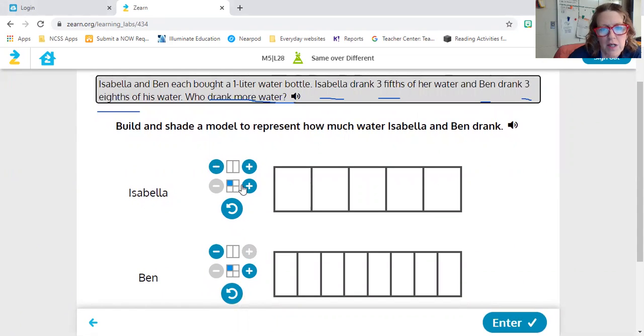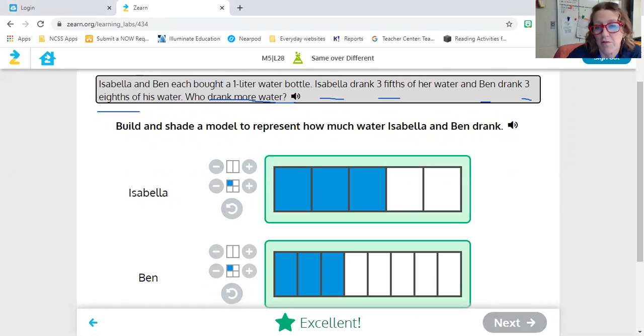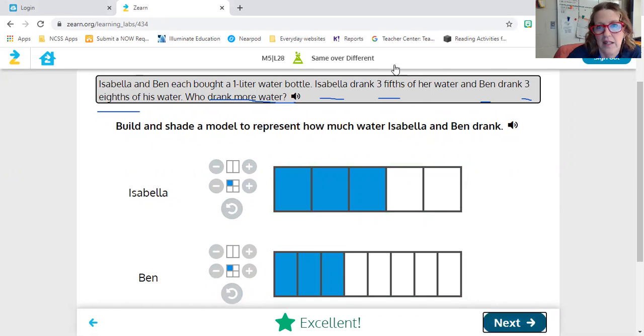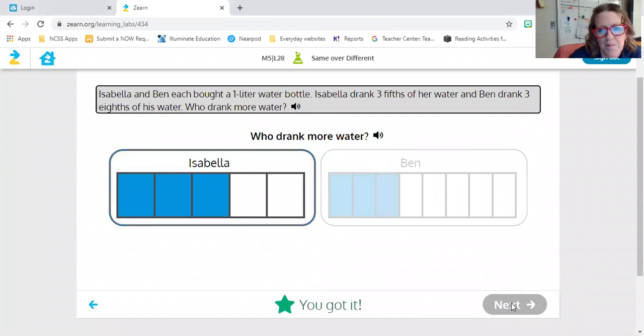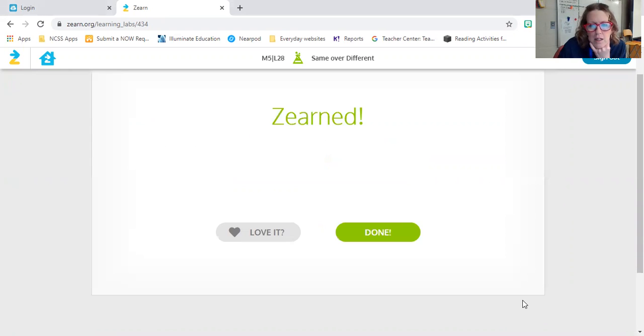Okay, so it says shade it. So Isabella drank 3 and Ben drank 3. And that's all we do right there. Okay, let's clear. Okay. Who drank more water, Isabella or Ben? And look right here, there's only 5 in here and there's 8 in here. So we know that this one is more because it was the same amount, because they both drank 3.